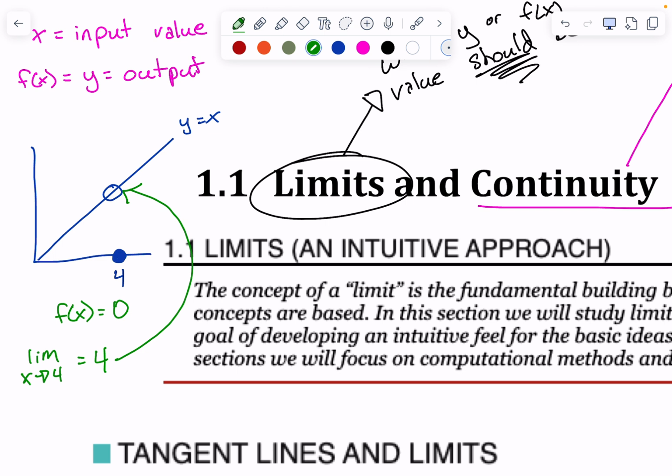This is a very generic example, okay? You're like, that sounded really dumb. I'm trying to baby step you into it because you don't know what a limit is. It's what the y value should be, right? Not what the y value is, okay?